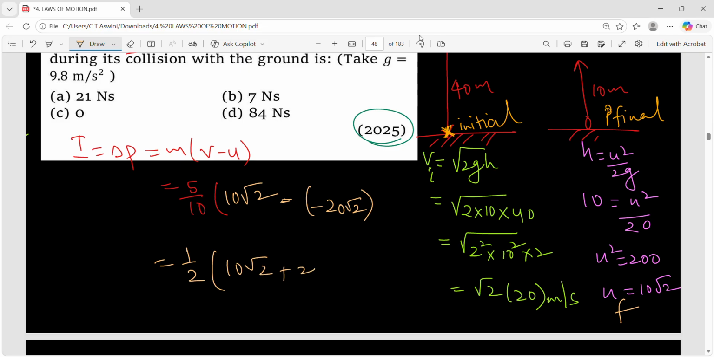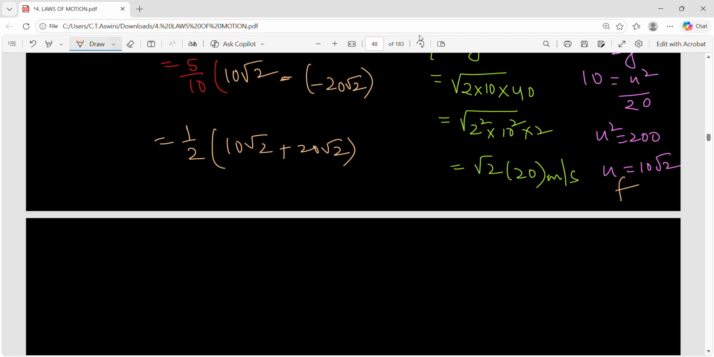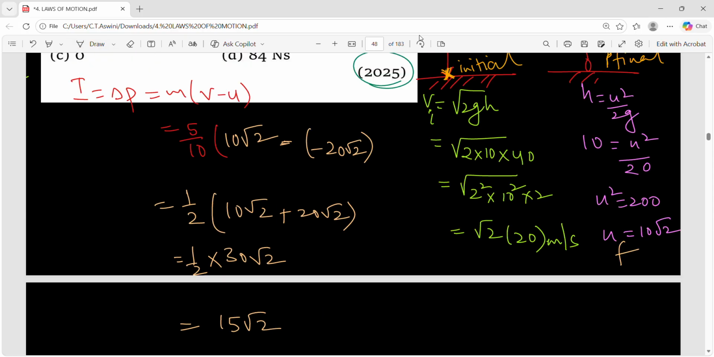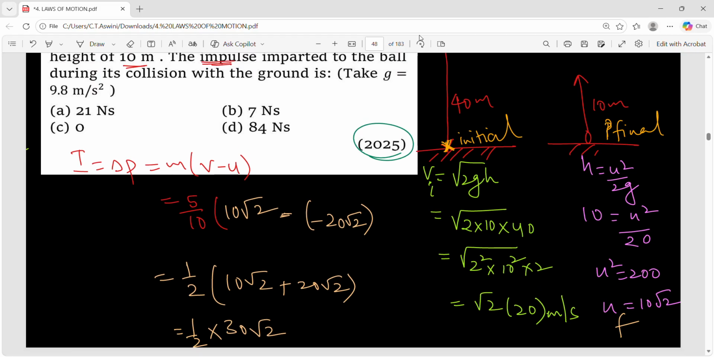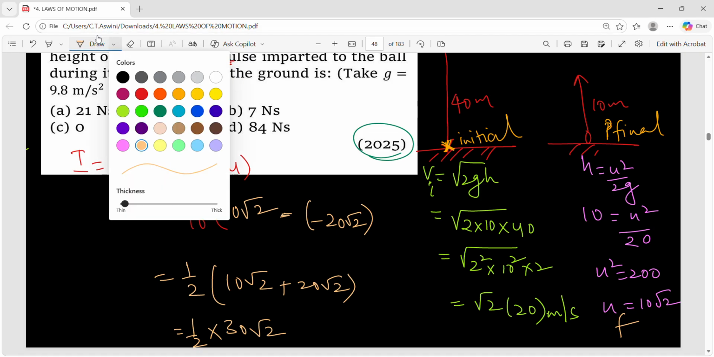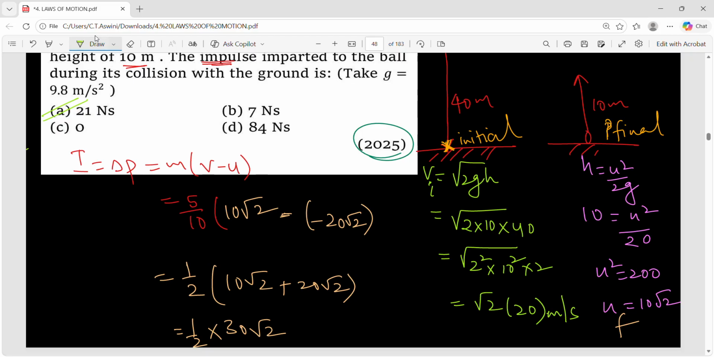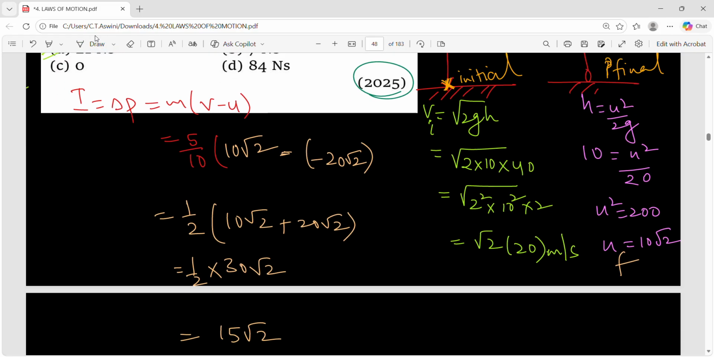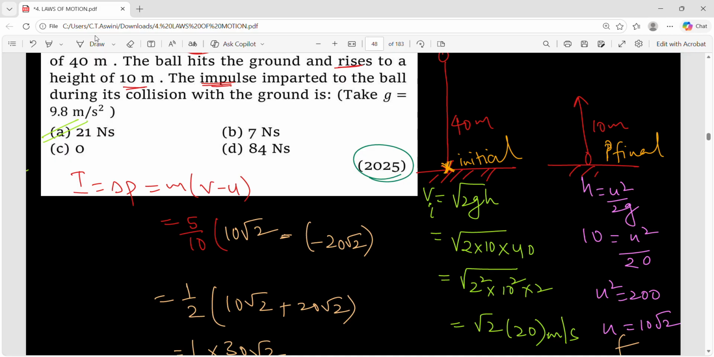So how much will you get? 5 by 10 is 1 by 2. 10 root 2 minus minus plus. So 10 root 2 plus 20 root 2. How much will you get? You'll get 30 root 2. 1 by 2 into 30 root 2. So it will be 15 root 2. So it will be 15 into 1.414. So it will be more than 15. So more than 15, two options are there. It cannot be 84, right? Slightly more than that. So you can take the answer as option A, 21 Newton second.